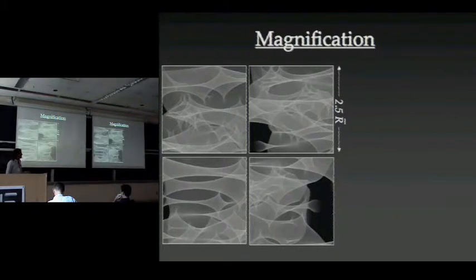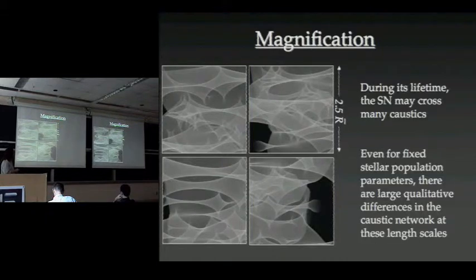So let's actually quantify that. So here are some caustic networks, where these are positions in the source plane where the brightness corresponds to the magnification, and they're 2.5 Einstein radii on the side. And so over the course of its life, a supernova will go from being a dot to being about a third of the size of one of these. All right? And so the caustic network itself, as you can see, varies quite a bit, even for fixed stellar population parameters.